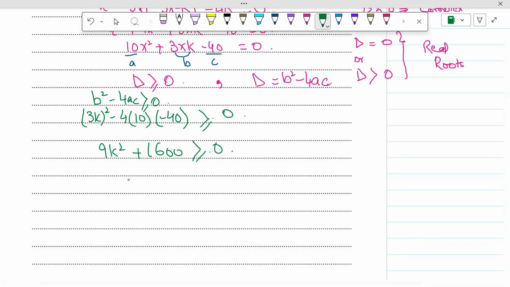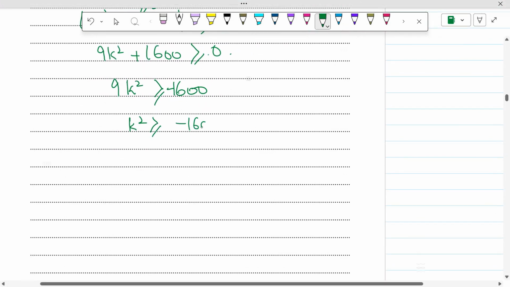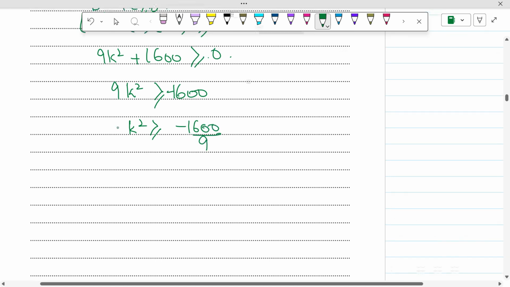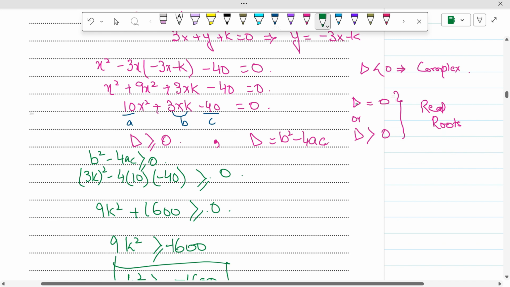Further solving, we will have 9k squared greater than or equal to negative 1600, and k squared should be greater than or equal to negative 1600 over 9. If this condition is satisfied, then the discriminant will be either greater than 0 or equal to 0.